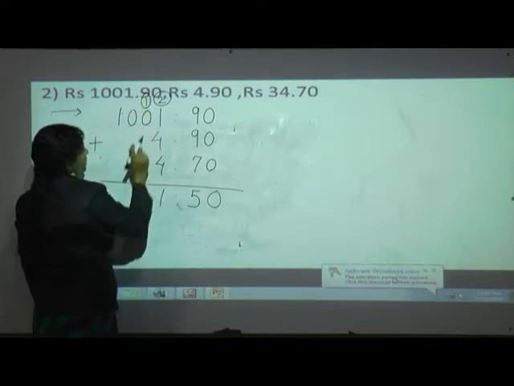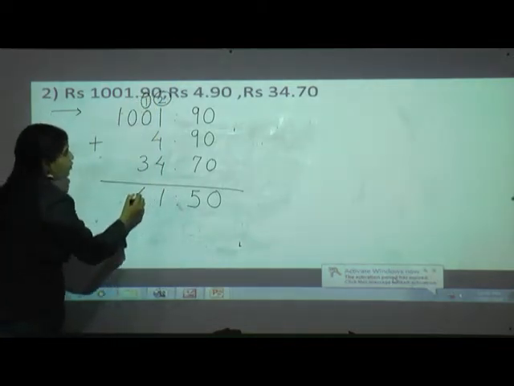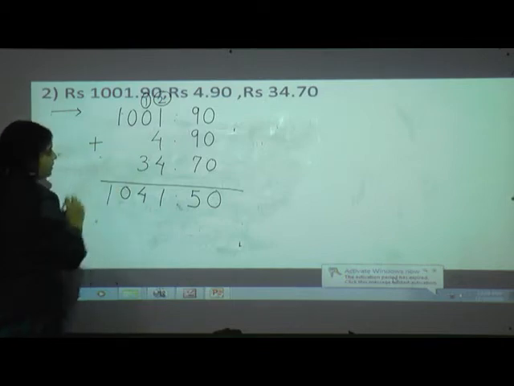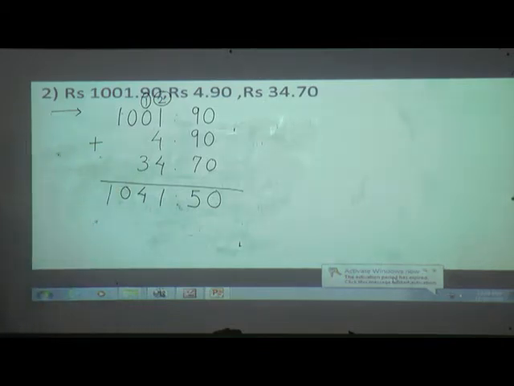Now here 3 plus 1, 4. Again 0. And here 1. So your answer is 1041 rupees 50 paise. So students, now we have finished A question. We'll see B1 here.